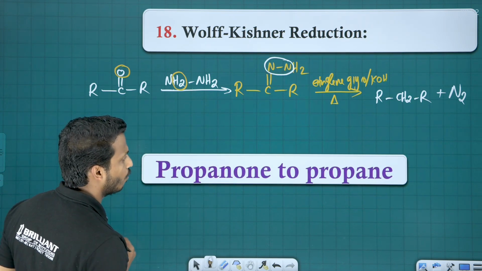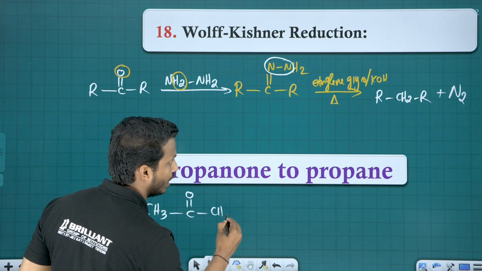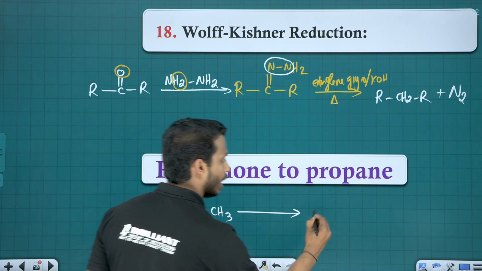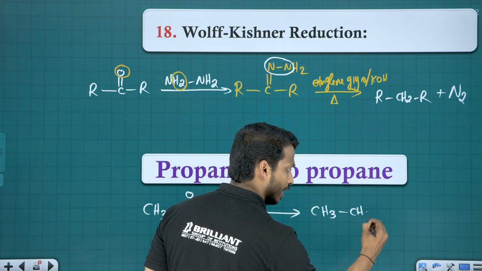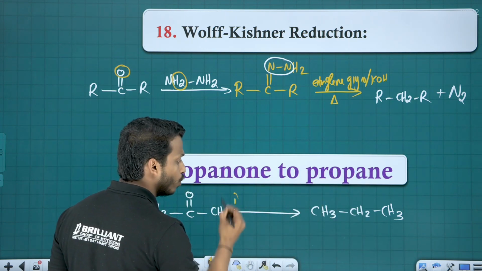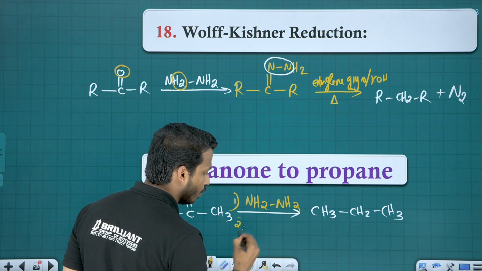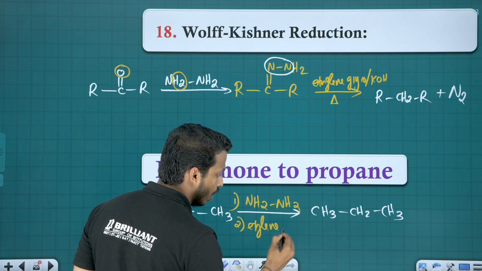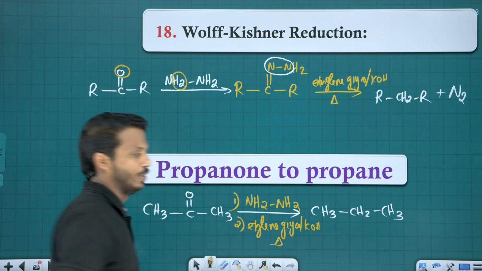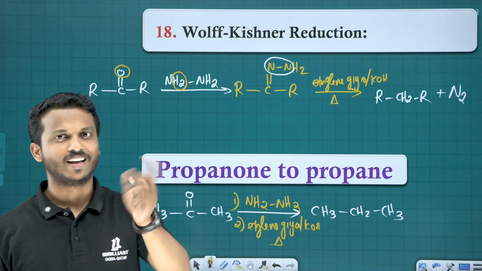Example. How will you convert propanone, CH3COCH3, to propane? Either we can use Clemmensen reduction or Wolff-Kishner. If they ask you through Wolff-Kishner, what do you have to treat first with? First, we treat with hydrazine. Second, ethylene glycol, KOH and heat, that we have to use. So the purpose of Clemmensen and Wolff-Kishner is the same but they are 2 different reactions.